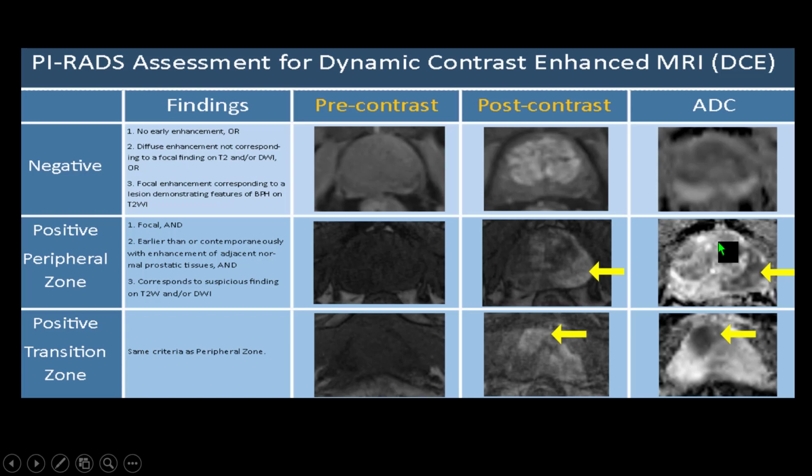You see a lesion on the other sequences. You see on the ADC map a low area which corresponds with early enhancement. You can see the same over here. So you could call this a plus.